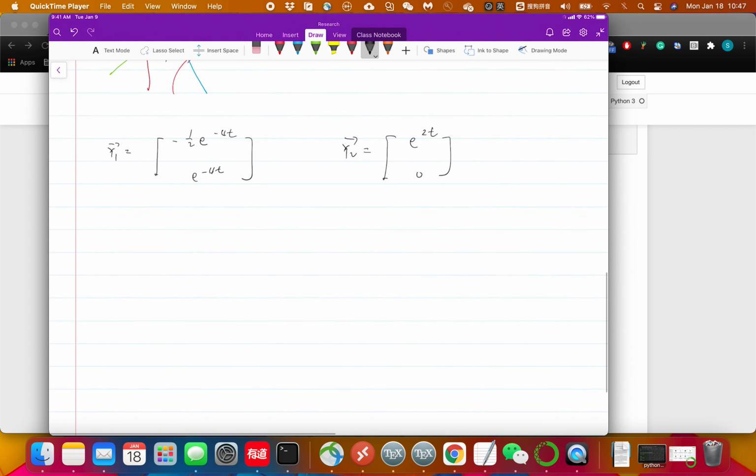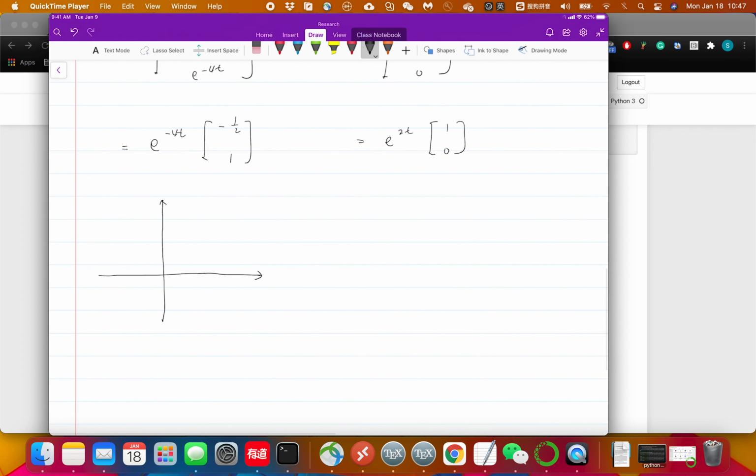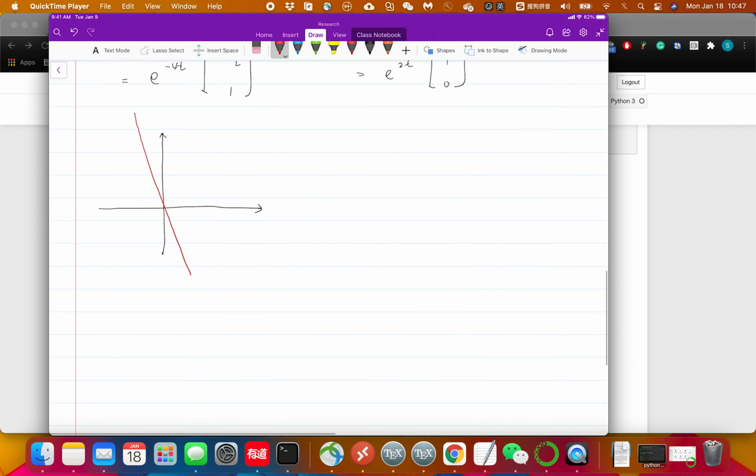Can you see where the straight line comes from? If you just take this out and take this out. Okay, what's going on here? What's going on here is I have a vector which is called -1/2, 1. Fine. This is the vector.